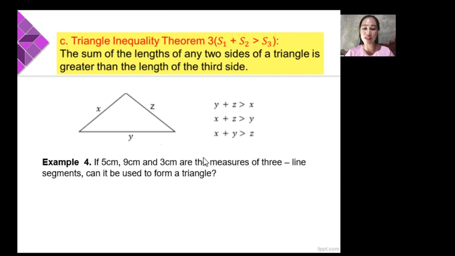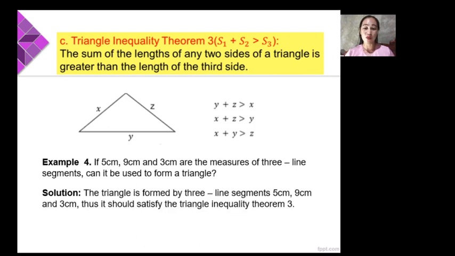Okay, so let's have example number 4. If 5 centimeters, 9 centimeters, and 3 centimeters are the measures of 3 line segments, can they be used to form a triangle? Okay, so the triangle is formed by 3 line segments: 5 centimeters, 9 centimeters, and 3 centimeters. Thus, it should satisfy triangle inequality theorem 3.